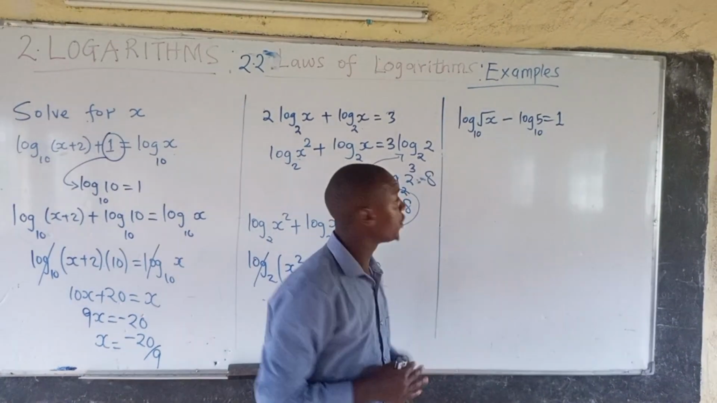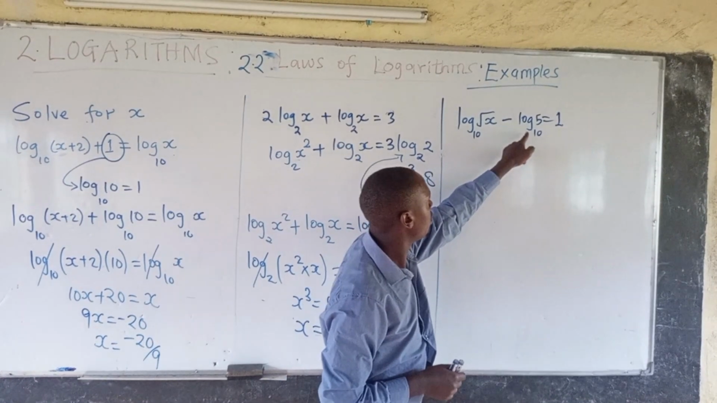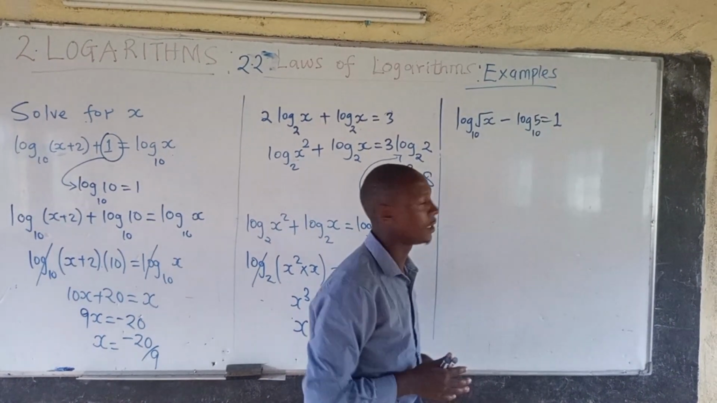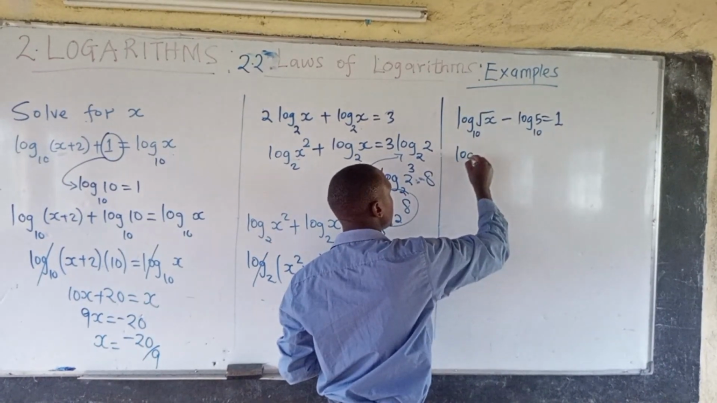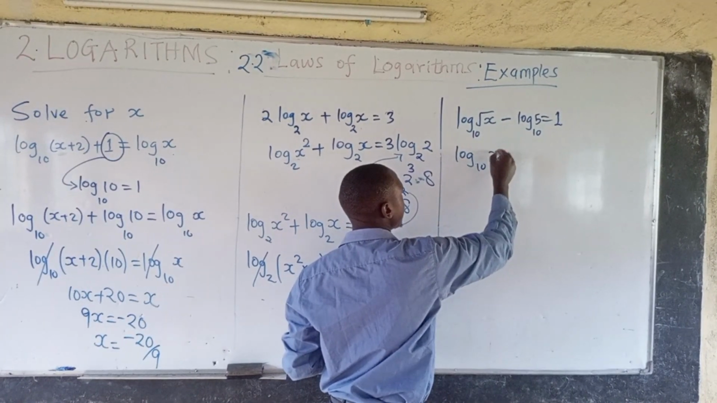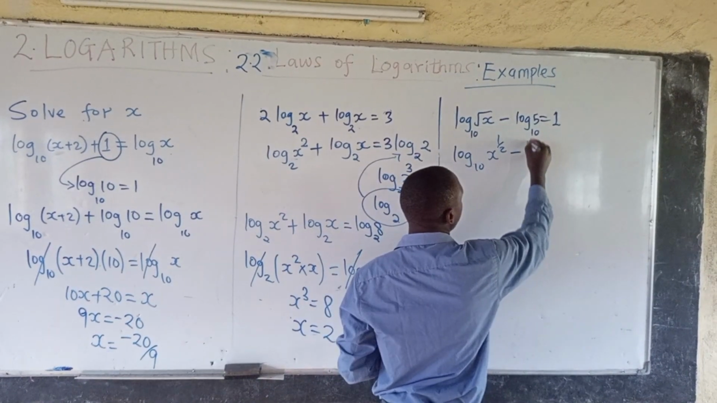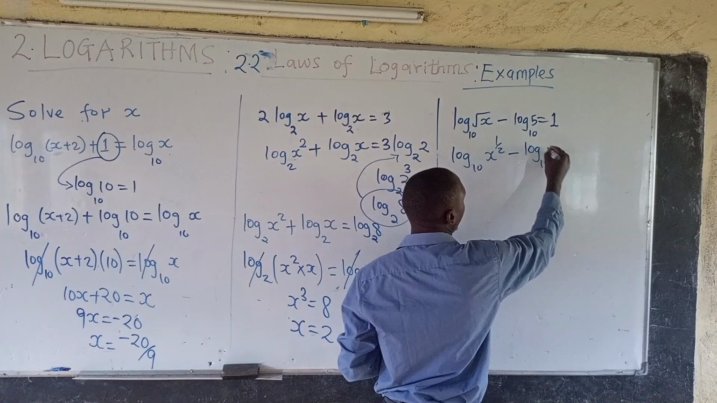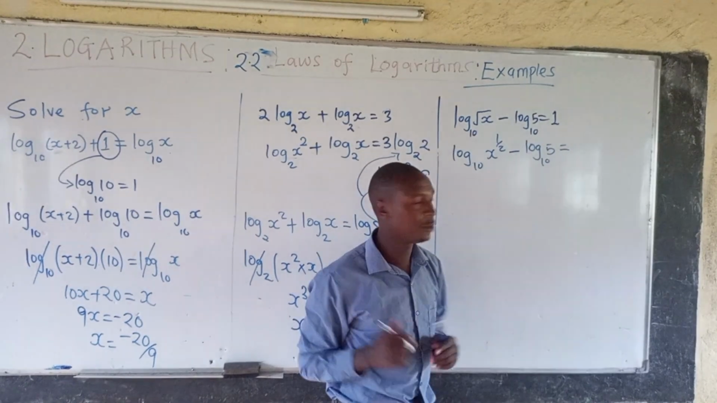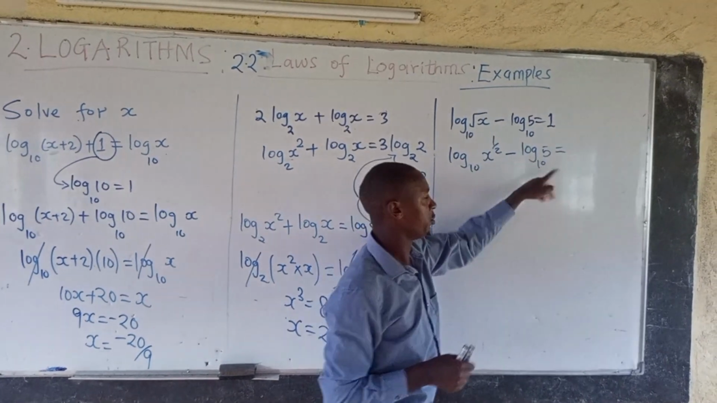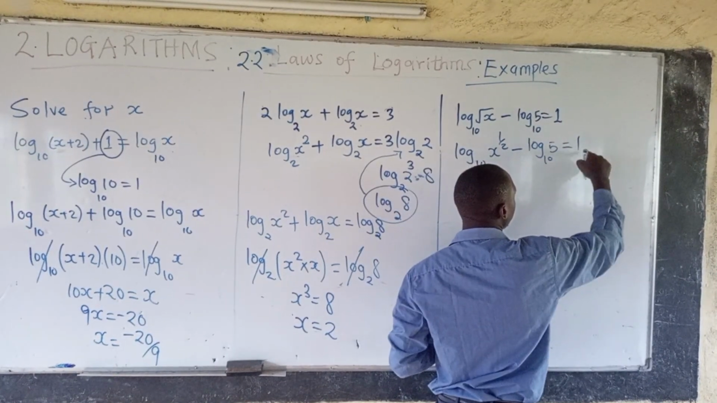On to the third example. In this example, we have log to base 10 of root x, minus log to base 10 of 5, is equal to 1. If you want to make it simpler, we can write this as a power: log to base 10 of x raised to a half, since square root means power half, minus log to base 10 of 5 is equal to. We need to change this 1 into logarithm notation, and since this is to base 10, log of 10 to base 10 is exactly 1.